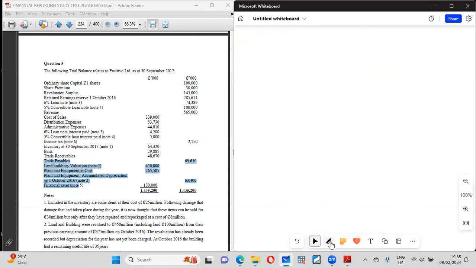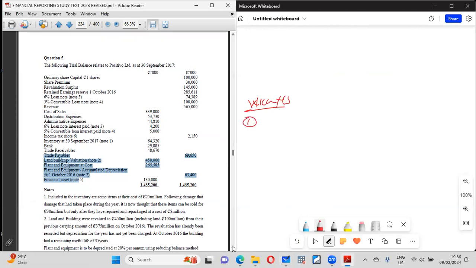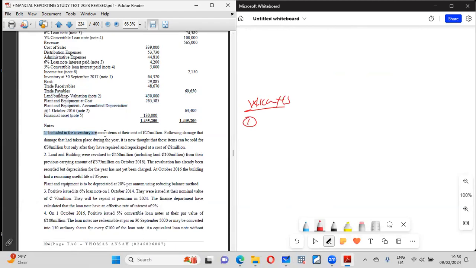Immediately you finish, you now come to note workings. So you come and do your workings. All right. Then you start note 1. So now let's come to note 1. Included in inventory are some, so this one is IAS 2. So ladies and gentlemen, if you have not learned the IAS 2 well, you won't succeed here. It won't work. That is the sincere truth. It won't work.